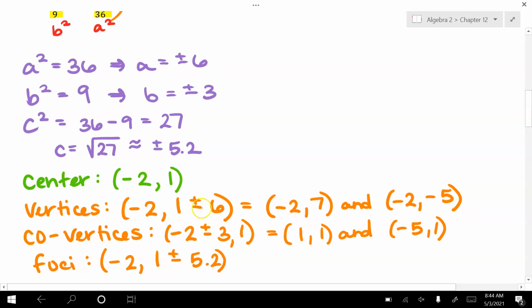So it looks similar to our vertices up here where we didn't do anything to the negative 2, the x value, but we did have to kind of manipulate our y by adding and subtracting. So for our foci, we're going to get negative 2 and then 6.2. And negative 2, negative 4.2. And now we're going to graph.